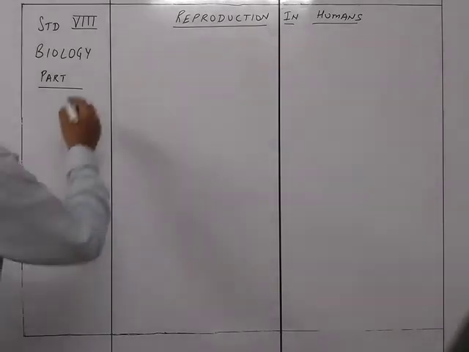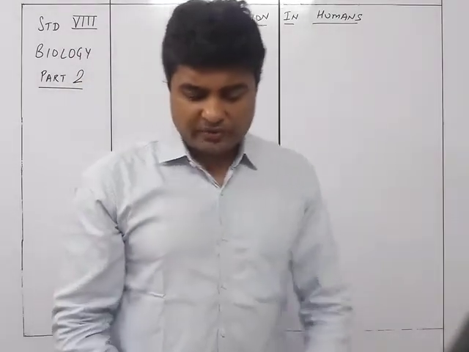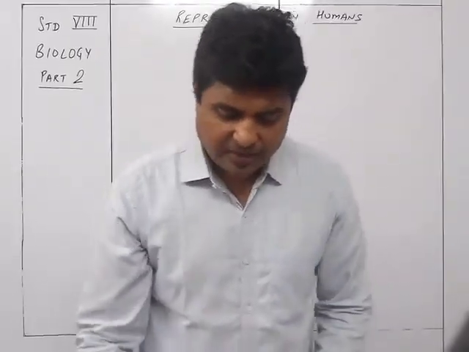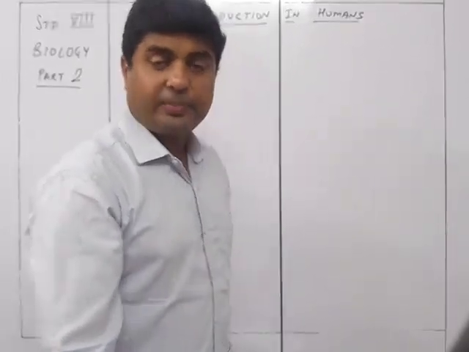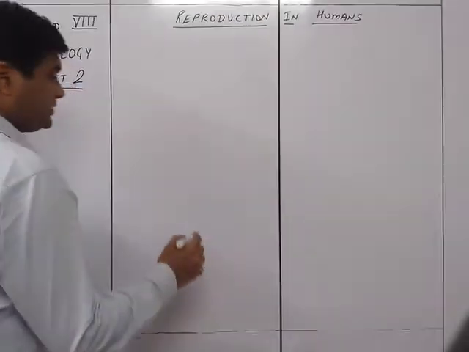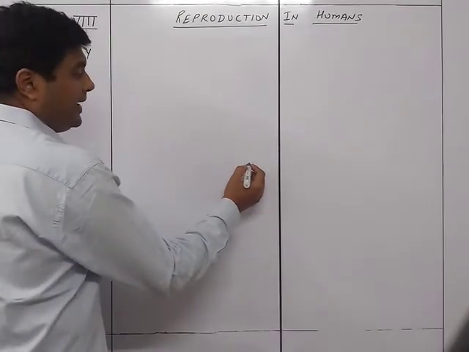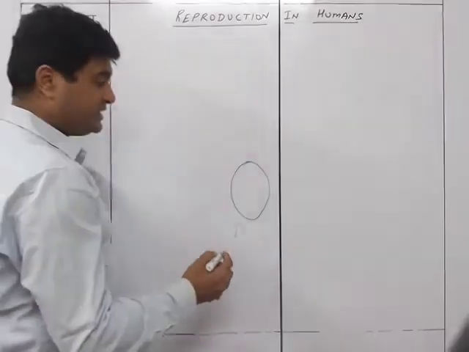So we continue with the reproduction in humans. We just saw the different parts of the female reproductive organ. Now we are going to see the parts of the male reproductive organ. In the case of the male reproductive organ, the first thing we see is that the male has testes, two testes.